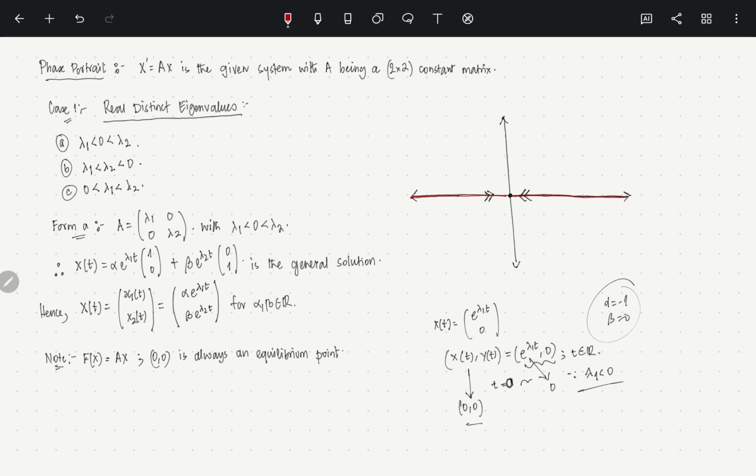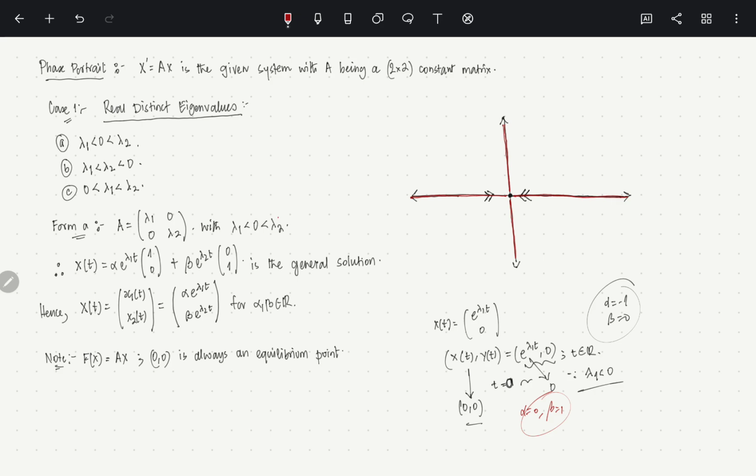Now a similar thing happens if you take alpha equals 0 and beta equals 1. You have exactly a similar situation, but on the y-axis. You see, this is what is happening. And where is it converging? Again, the same place. Now here lambda 2 is positive, right?